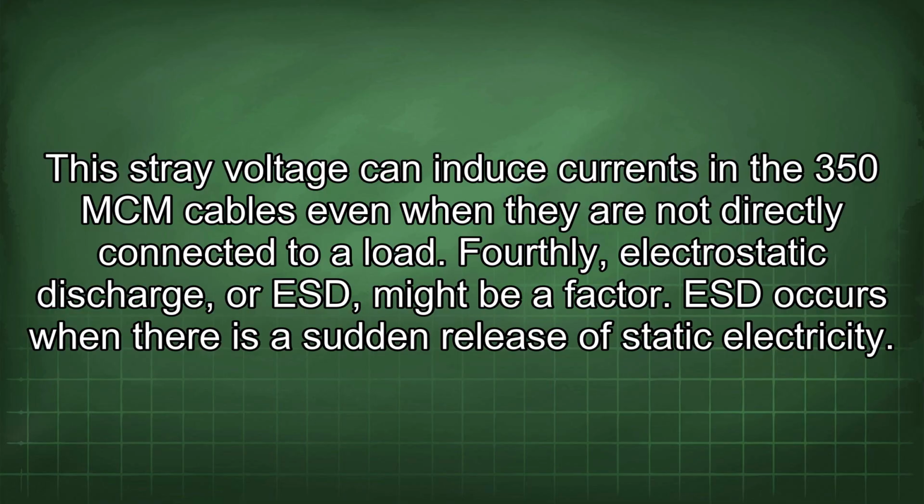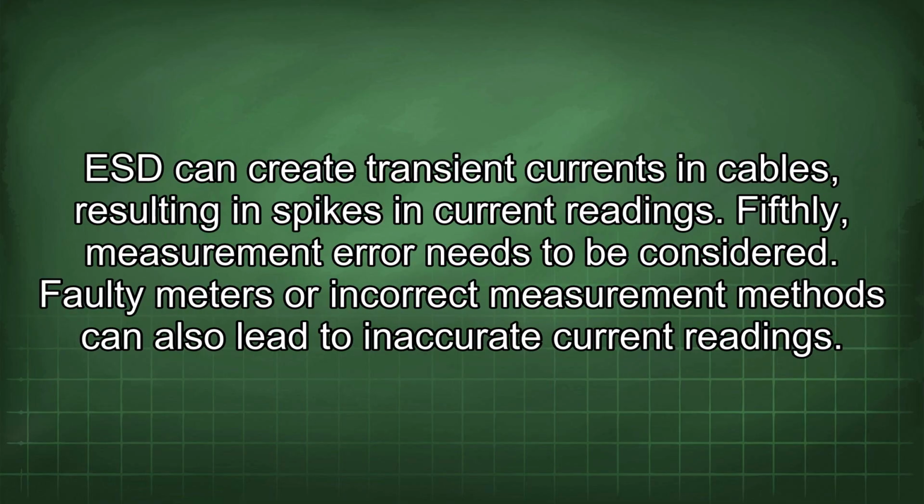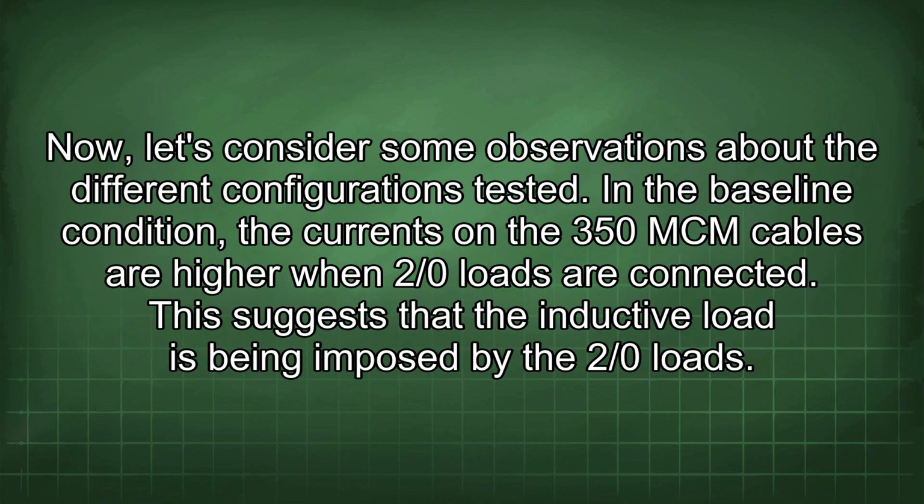Fourthly, electrostatic discharge, or ESD, might be a factor. ESD occurs when there is a sudden release of static electricity. ESD can create transient currents in cables, resulting in spikes in current readings. Fifthly, measurement error needs to be considered. Faulty meters or incorrect measurement methods can also lead to inaccurate current readings. Now, let's consider some observations about the different configurations tested.